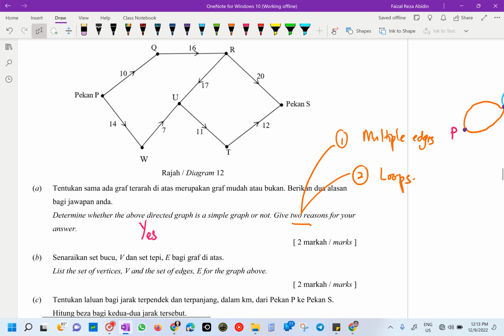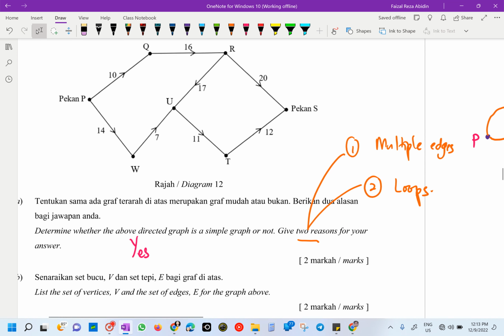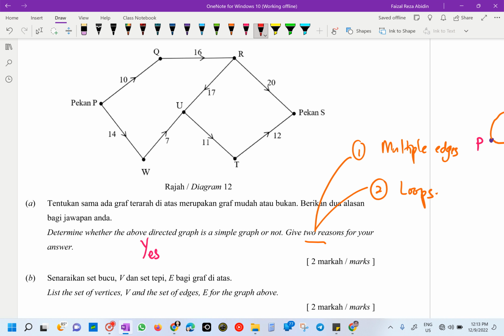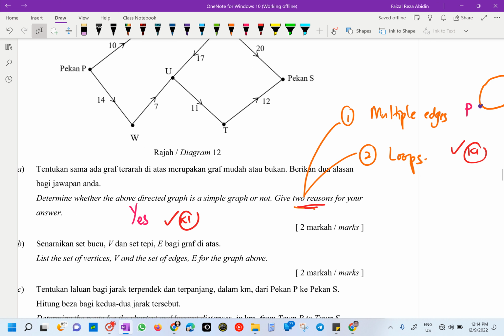This one supposedly 3 marks lah. Supposedly. But this one given 2 marks. So 1 mark over here and 1 mark given over here, if you give 2 reasons. Okay, 2 reasons here. Okay.